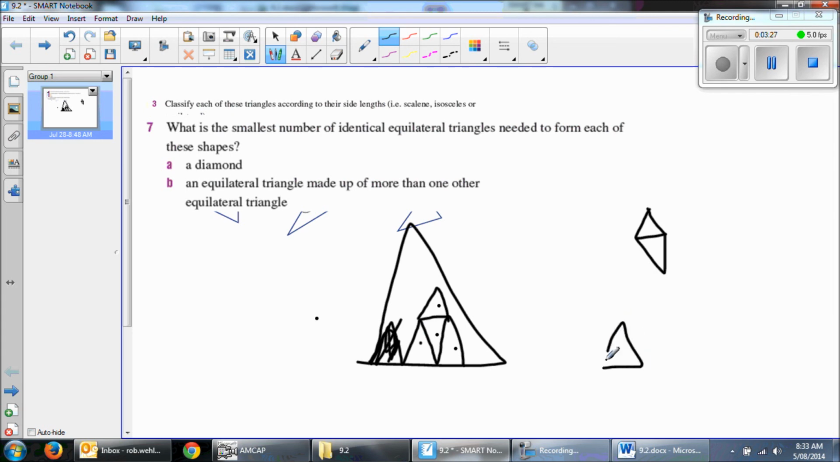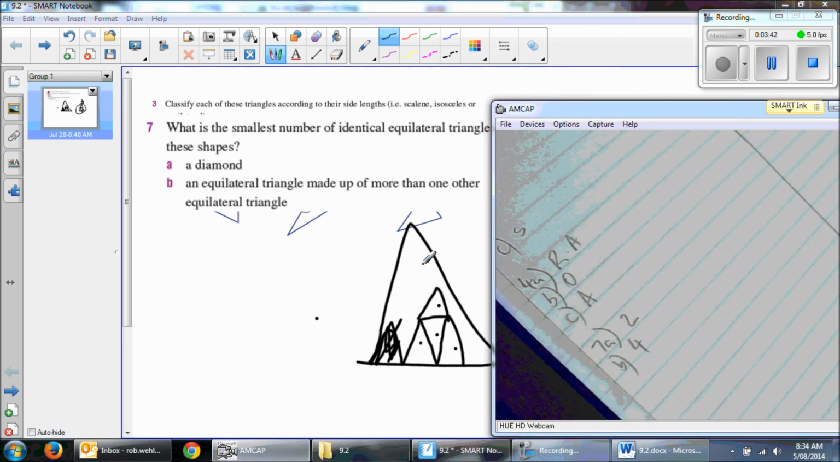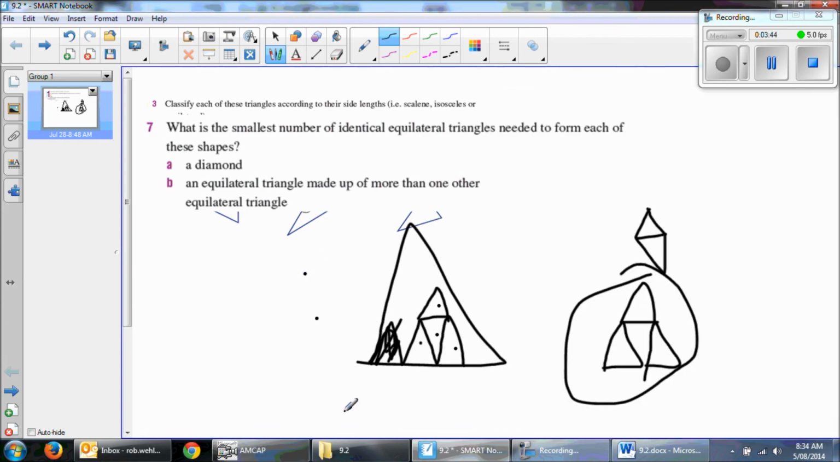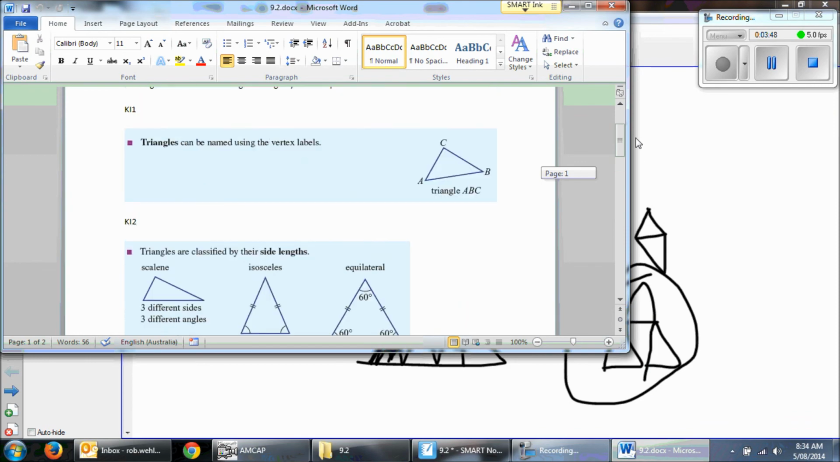So if I have 2 on the bottom, 1 to fill in the hole here, and 1 that goes on top, that will give me an equilateral triangle. So 4 of them. Okay, once again, in this topic, keep referring back to your key ideas if you don't understand a certain topic.